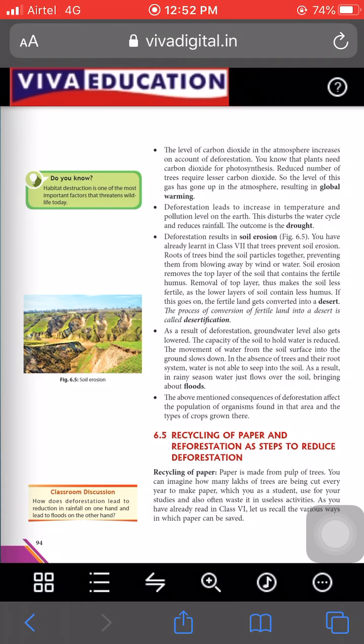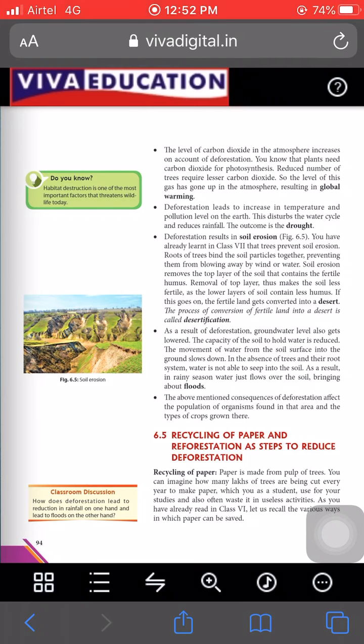Deforestation leads to the increase in temperature, as we talked about in global warming, and increases the pollution of earth. This disturbs the water cycle and reduces rainfall. Its outcome is drought. Simply, where we grow a lot of trees, the level of rainfall also increases. But where there is less growing of trees, the level of rainfall also decreases or becomes low. Next point is soil erosion.